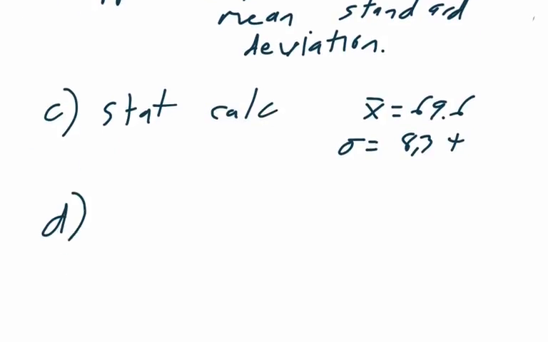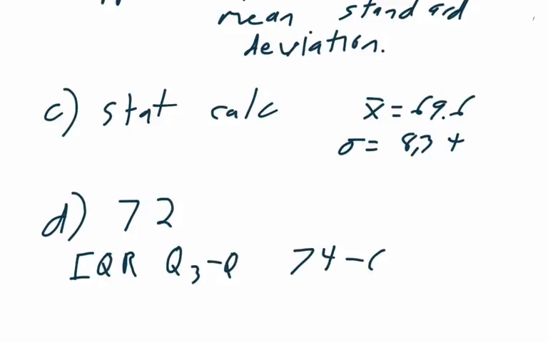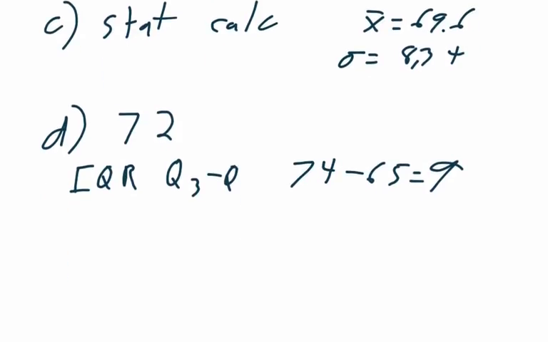In part D, it asked for the median and the IQR. The median, they said, was 72. The IQR is Q3 minus Q1, which is 74 minus 65, which is 9. Determine if there are any outliers. We already answered the question about the mean and the standard deviation. So, for letter D, determine any outliers.